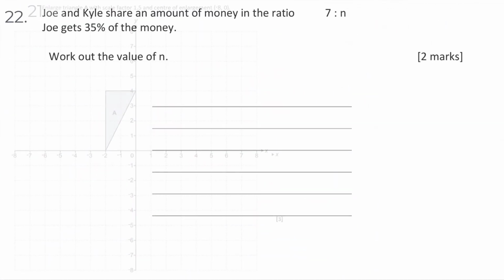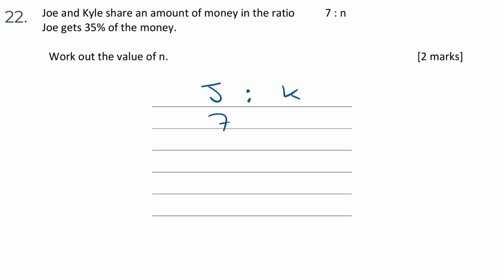Let's move on. Joe and Kyle share an amount of money in the ratio 7 to n. Joe gets 35% of the money. Work out the value of n. Okay, so we know that Joe to Kyle is in the ratio of 7 to n. Now, Joe gets 35% of the money, so what percentage would be left then for Kyle?